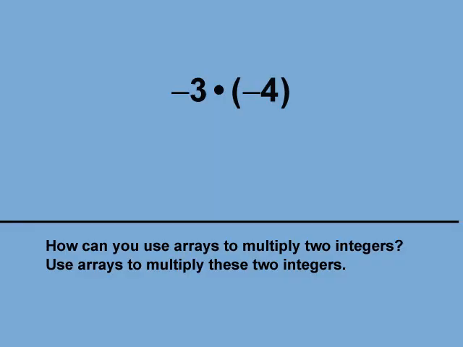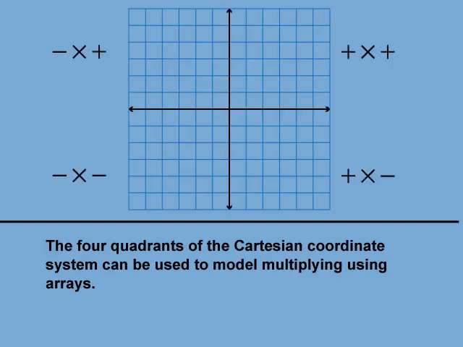How can you use arrays to multiply two integers? Use arrays to multiply these two integers, -3 times -4. We are looking to multiply -3 times -4 using arrays. An array is an arrangement of squares that model the numbers being multiplied, and we can use the Cartesian coordinate plane to model the multiplication. The 4 quadrants of the Cartesian coordinate system can be used to model multiplication using arrays.